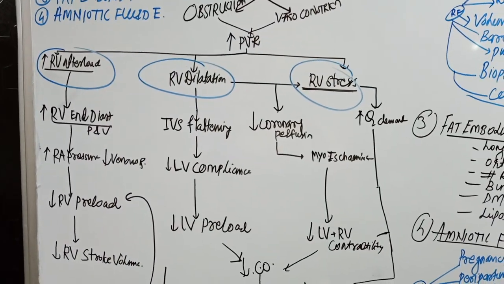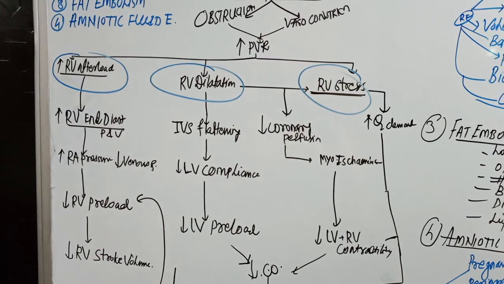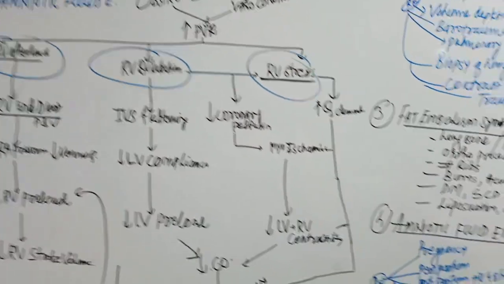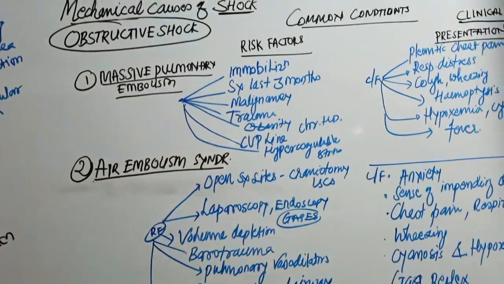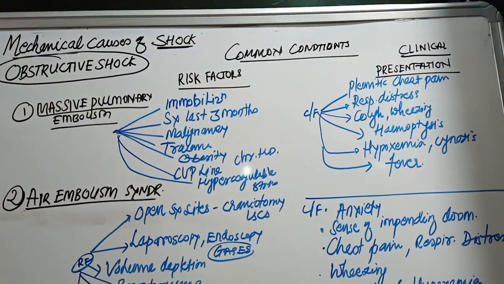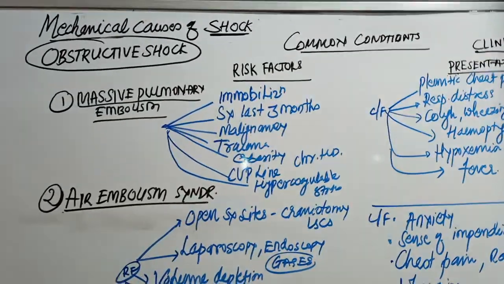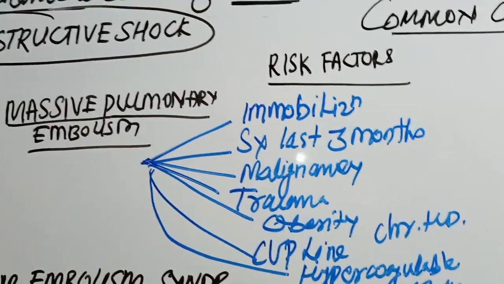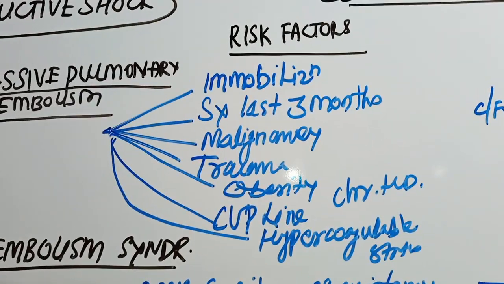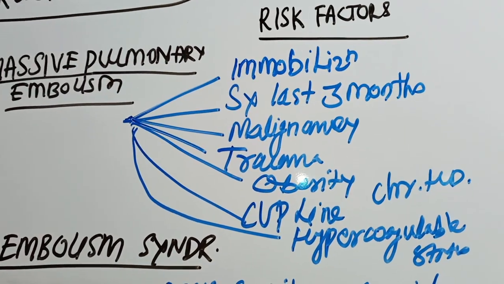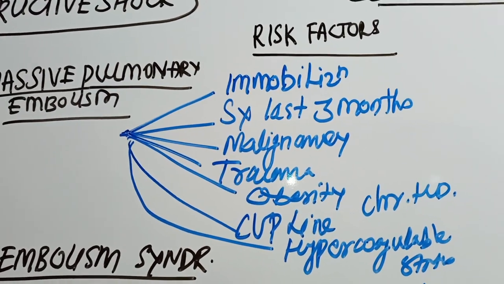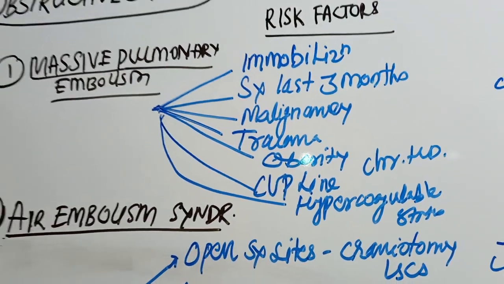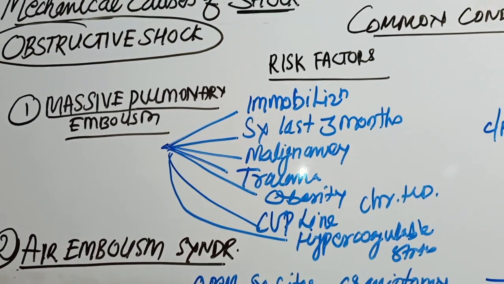Now we'll see the clinical features and risk factors of obstructive shock, which we have already spoken about. These are the four common obstructive shocks, and these have their own risk factors and clinical presentation. First, massive pulmonary embolism. The risk factors are embolization, surgery in the last 3 months, malignancy, trauma, obesity, CVP lines, hypercoagulable states, or chronic heart disease.